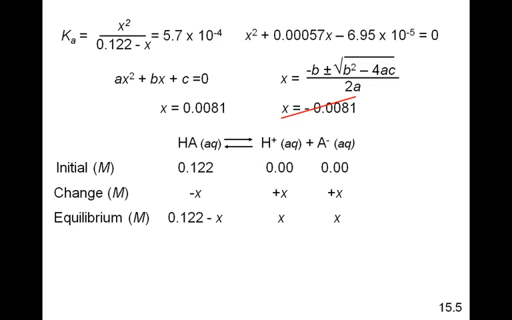So remember, in the ICE equation, the equilibrium concentration of this is 0.122 minus X, the concentration of this is X, and the concentration of this is X also. So that means the H plus concentration is X, and of course the A minus concentration is also X, and they're both 0.0081, and the pH would be minus the log of the 0.0081, which is 2.09. And of course, remember to find the HA concentration, that's 0.122 minus the 0.0081.